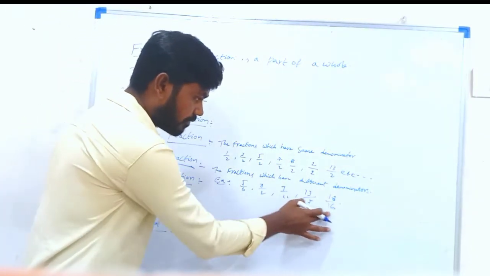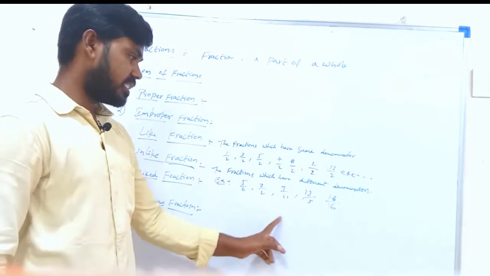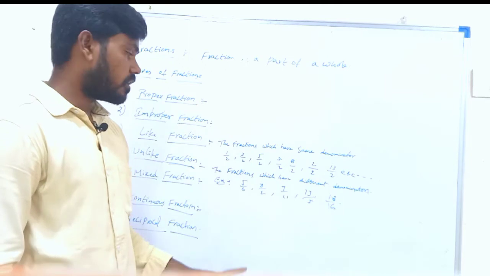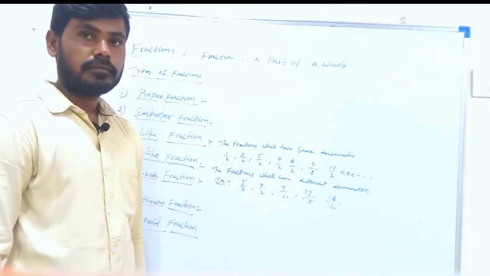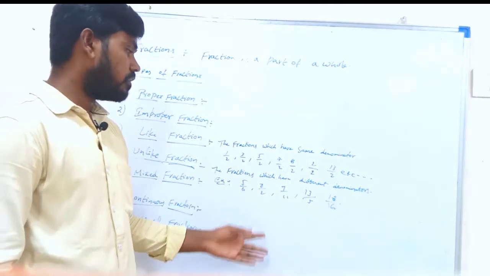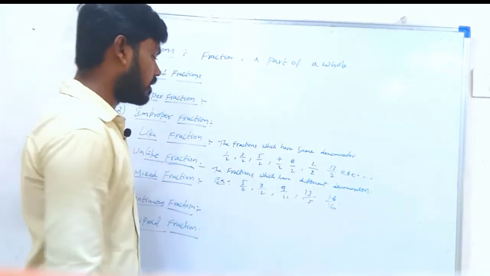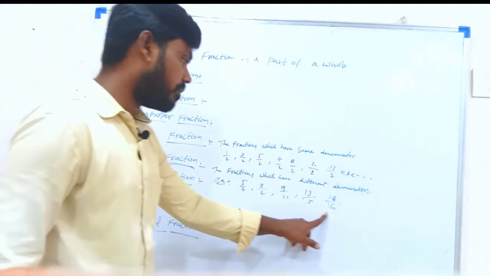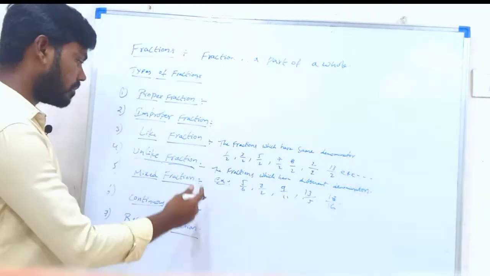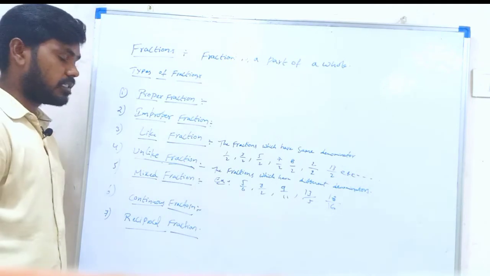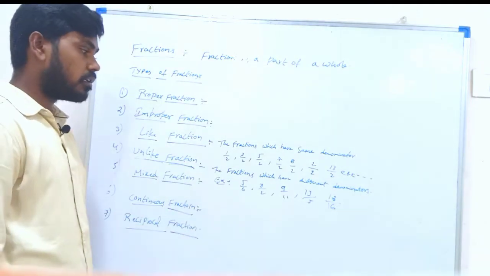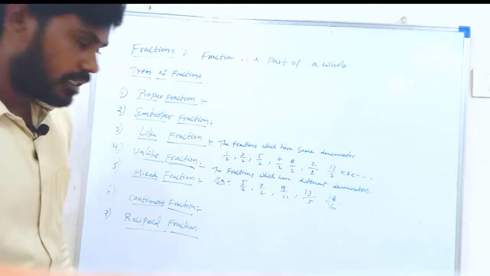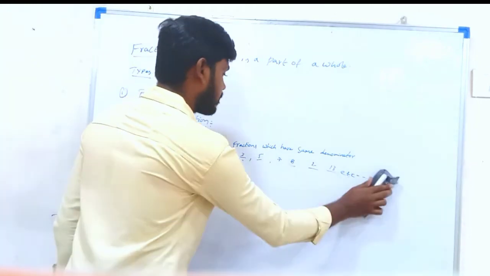See, the denominator is different from each other. In all cases, the denominator is different from each other, and the numerator is also different. But here we have to take only the denominator. If the fractions have different denominators, then we can call them unlike fractions. So unlike fractions are the fractions which have different denominators. Next, mixed fractions.